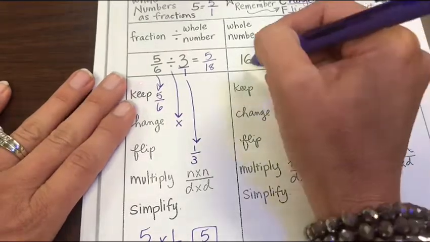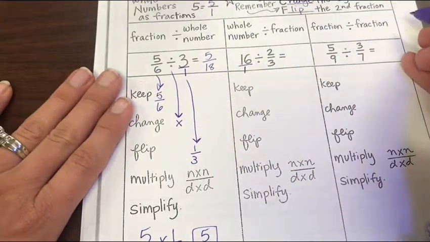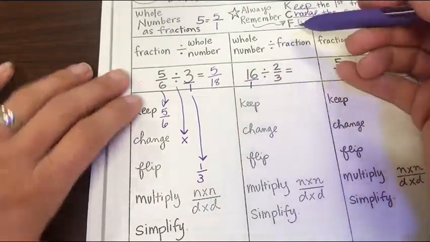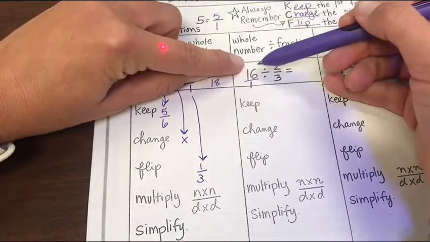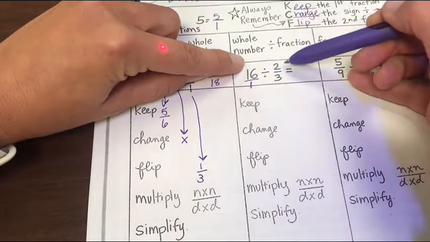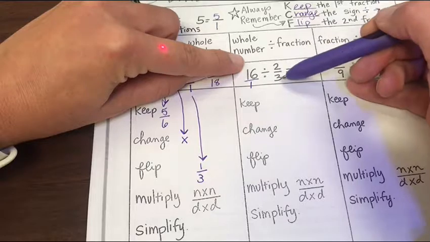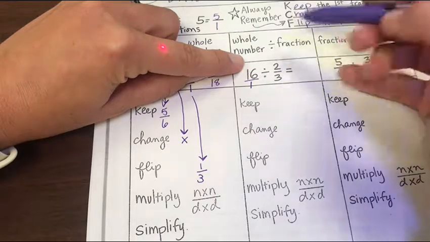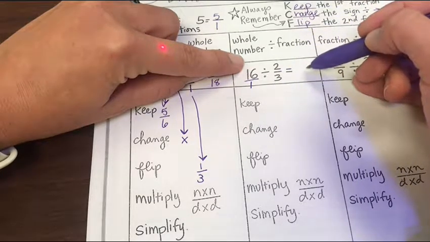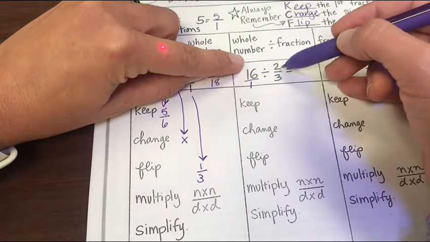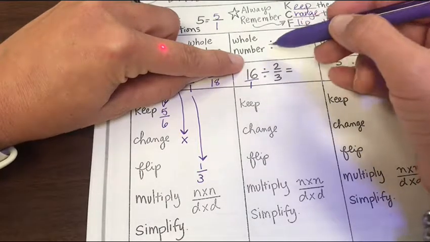So let's look at this one. Again, whole number, we're going to put it over 1 whole. So if I were to make up a word problem with this one, I could say I have 16 whole pizzas, and I'm going to give each person 2/3 of a pizza. And this would be how many people I can serve. How many groups of 2/3 are in this 16?